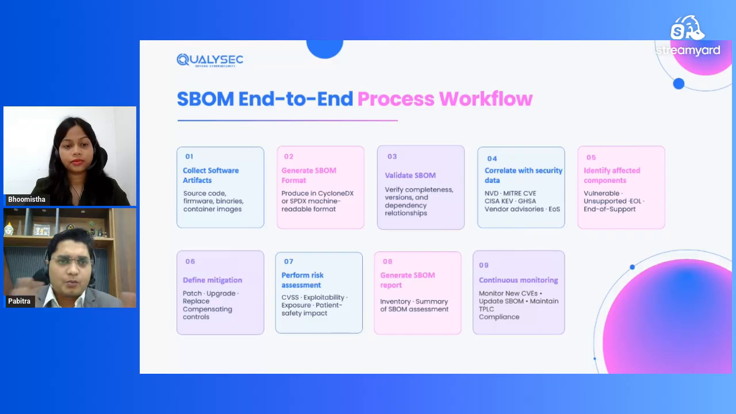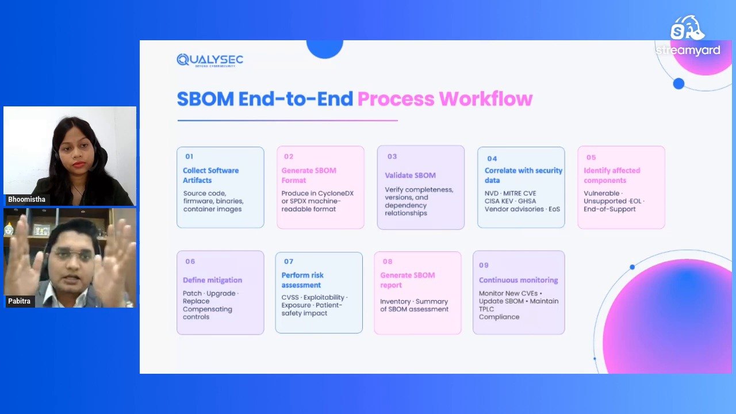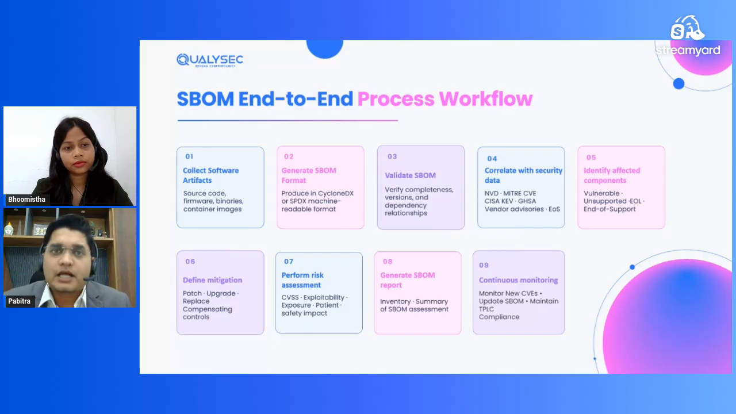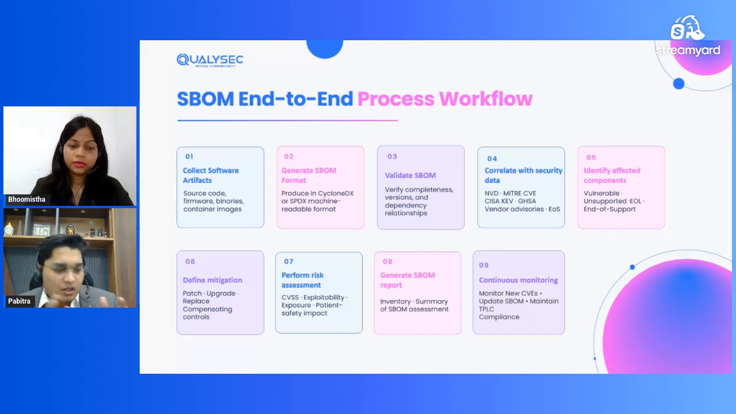Just to give you a summary: we collect the source code, then we extract the details using CycloneDX. Once we extract the components, the third party elements you are using, and the software versions, we validate them manually. Then we check against a CVE or KEV database whether those components, with that particular version, have any associated vulnerability.